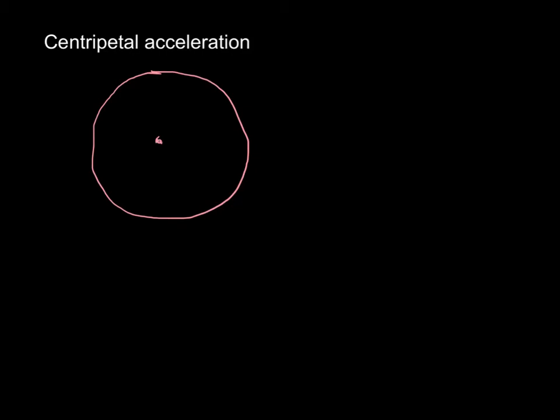And so there has to be something that's constantly going towards the center, some part of its motion that's constantly going towards the center to keep it from flying off perpendicular to our circle. So that acceleration that's accelerating it towards the center is our centripetal acceleration.